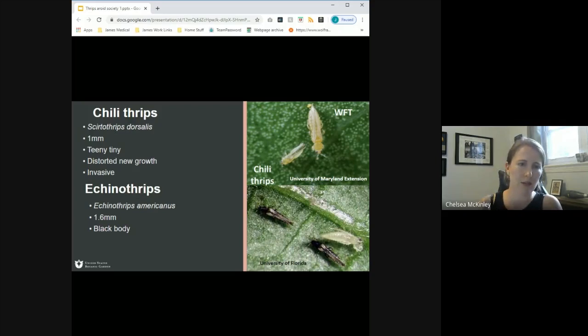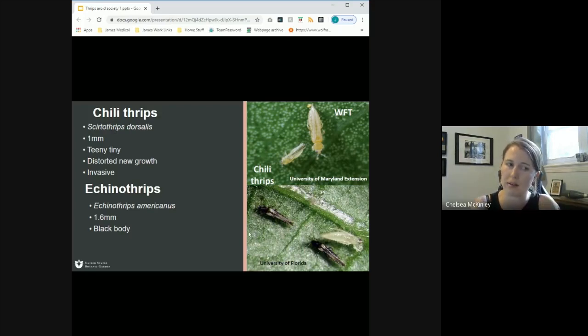These are invasive, so they originally came from Southeast Asia. And we also have echinothrips, so Echinothrips americanus. They are about the size of Western flower thrips, but their bodies are black, so it makes them a little bit easier to identify from some of the other species.